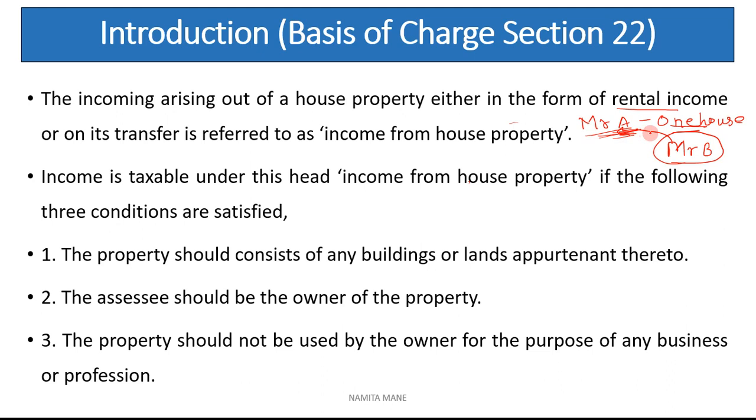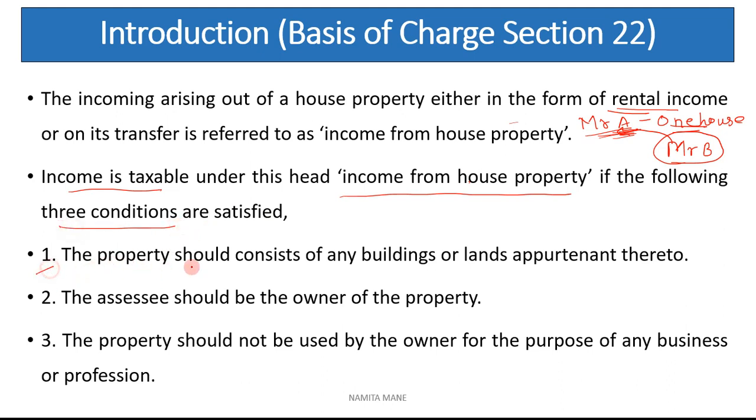Any person who is the owner of the house and is getting some money in the form of rent from the tenant, it is called income from house property. Now this income is taxable. Whatever income the owner is getting in the form of rent is taxable under the head income from house property, if the following three conditions are satisfied.